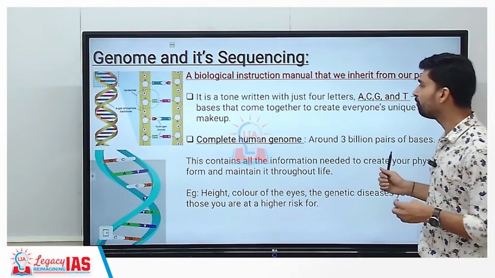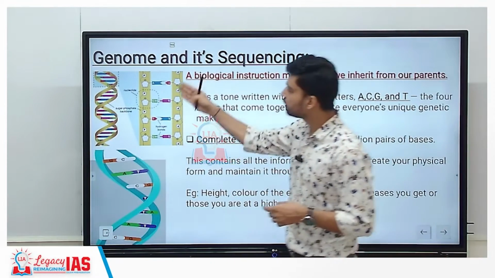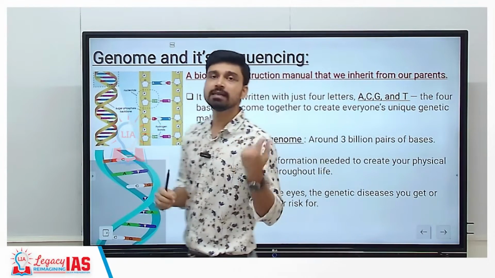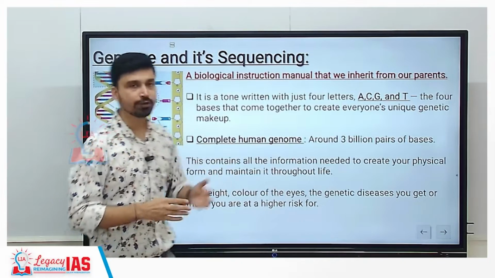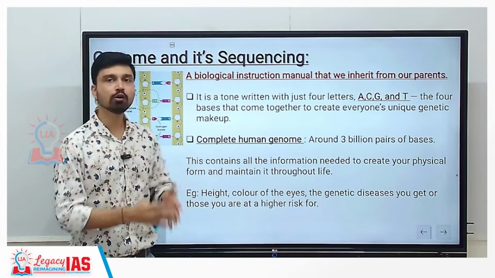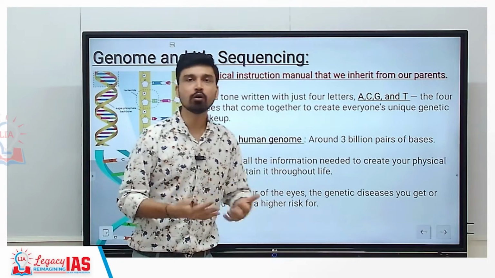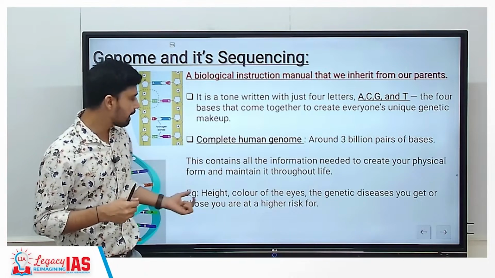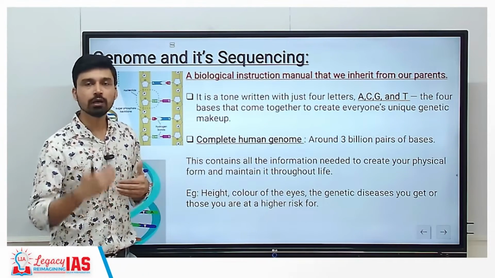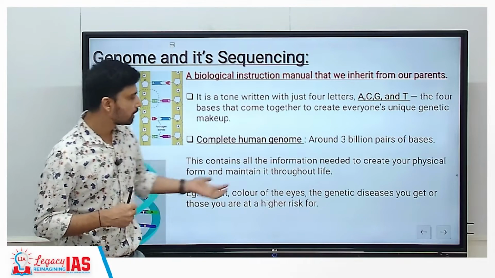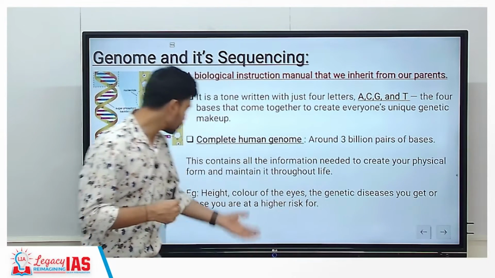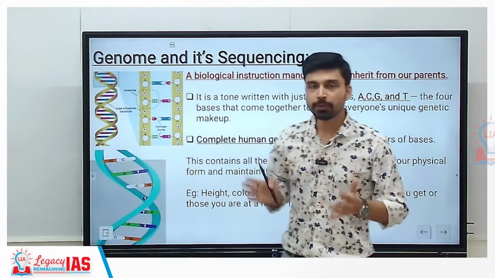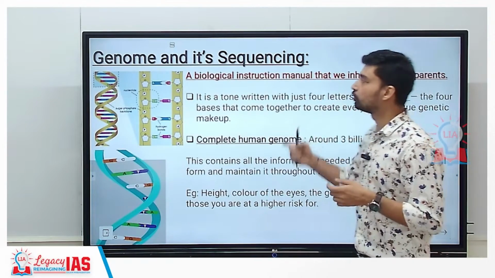Now, the complete human genome is around 3 billion pairs of these bases. That means this is one pair, this is a second pair, and such 3 billion pairs are found in a single human genome. This contains all the information that is needed to create and maintain the physical health of a person, or the physical features of the person, throughout his life. For example, the height of a person, how tall a person will grow, is determined by the genes or genome. Color of the eyes, genetic diseases a person can get, or those which an individual is at a higher risk for, all this information is encoded in this particular genome.